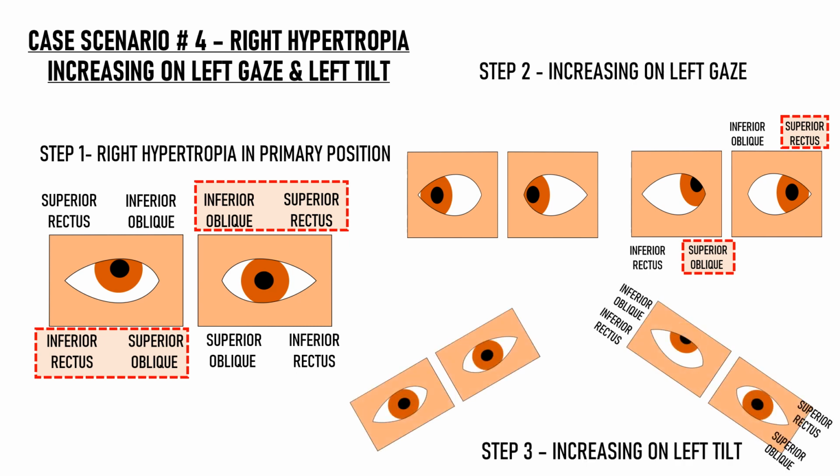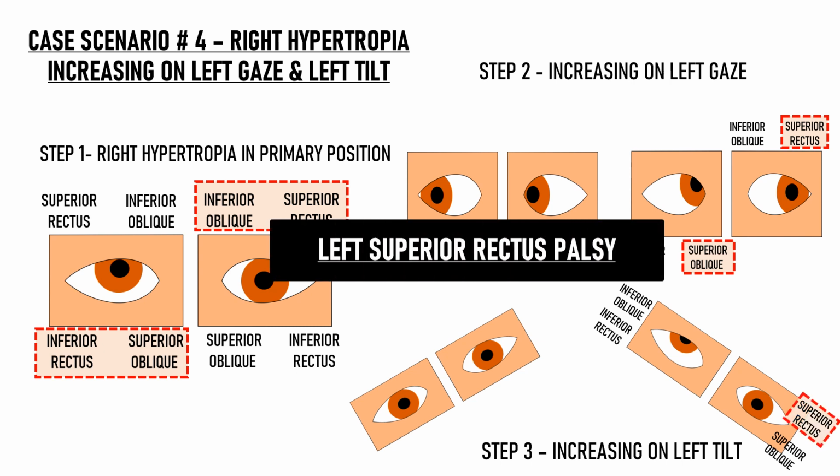Step 3, hypertropia is increasing in left tilt. So on left tilt, the extortus of right eye would get activated, right inferior oblique and right inferior rectus, and the intortus of left eye would get activated. So left superior oblique and left superior rectus. Right eye superior oblique is not active in this tilt, so we can cancel it. So our patient has left eye superior rectus palsy.